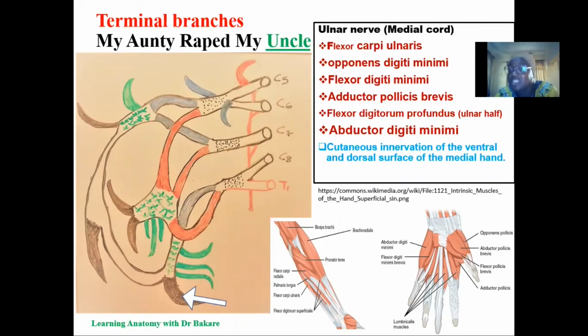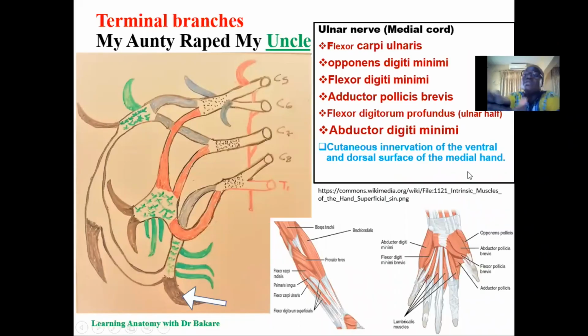For the cutaneous innervation of the ulnar nerve, the ulnar nerve supplies the ventral and the dorsal surface of the medial region of the hand. This is the hand in anatomical position, and this is the medial part, and this is the lateral part. We've already said that the dorsolateral part of the hand is supplied by the radial nerve, while the ventrolateral part of the hand is supplied by the median nerve. So the remaining region for cutaneous innervation for the hand is the medial region, which includes the ventral surface and the dorsal surface. And these surfaces are supplied by the ulnar nerve. So the ulnar nerve supplies both the ventral surface and the dorsal surface of the medial region of the hand.